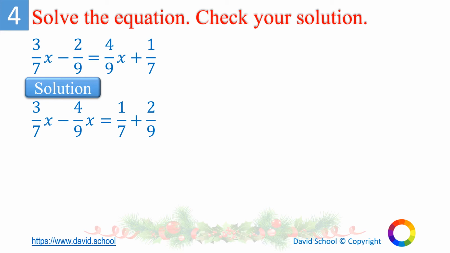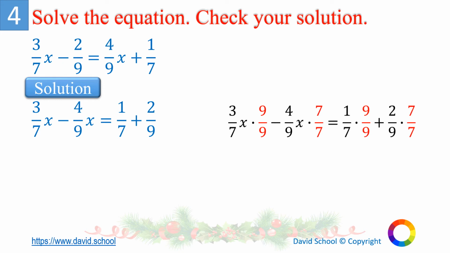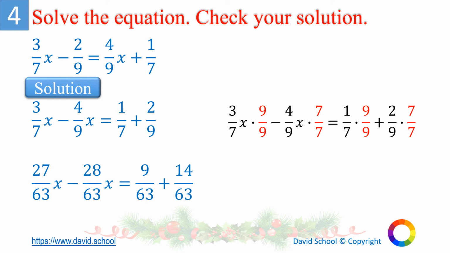Multiply the fraction 3 over 7 by 9 over 9, and 4 over 9 by 7 over 7. This way we can make denominators equal, which is 7 times 9, 63. We do the same thing on the right side. And then now simplify further. We have 27x over 63 minus 28x over 63. Now denominators are the same, therefore we can simplify further.